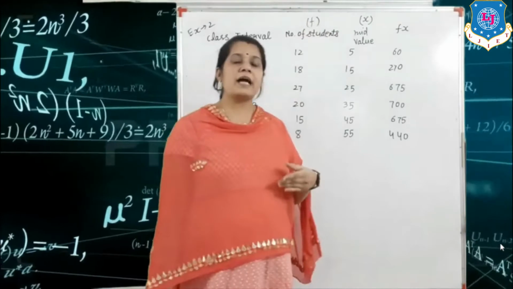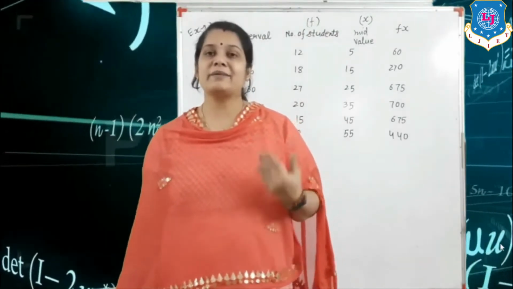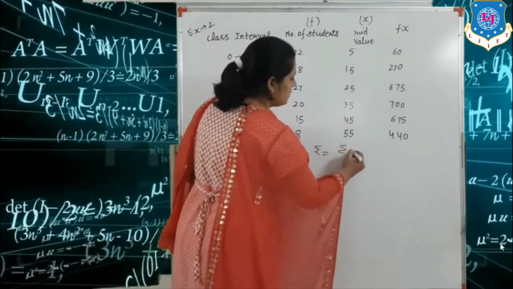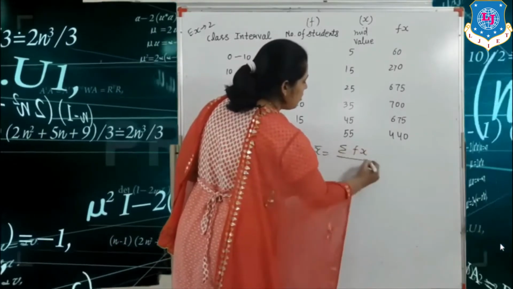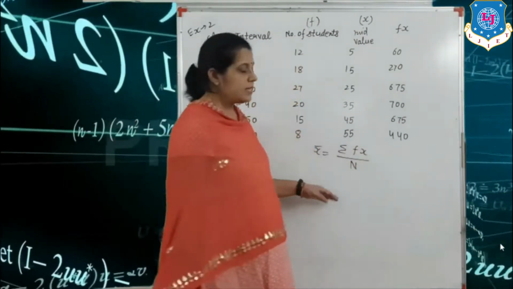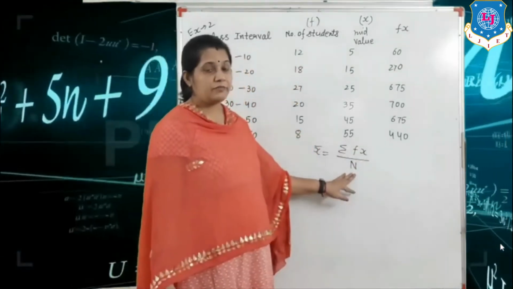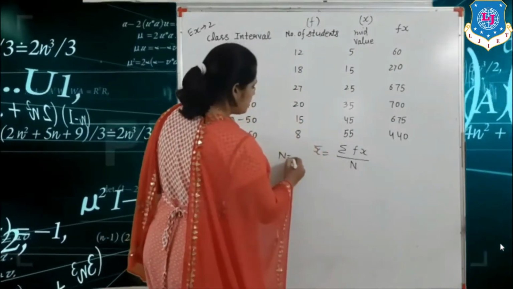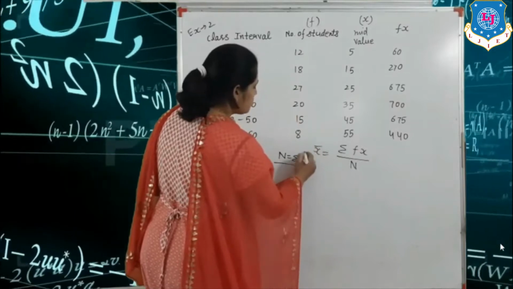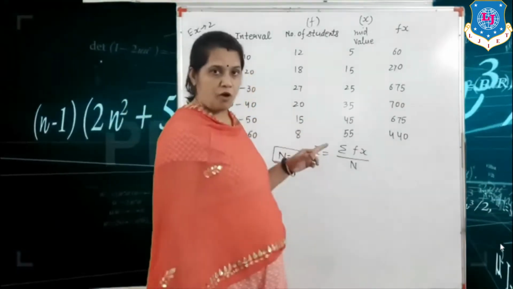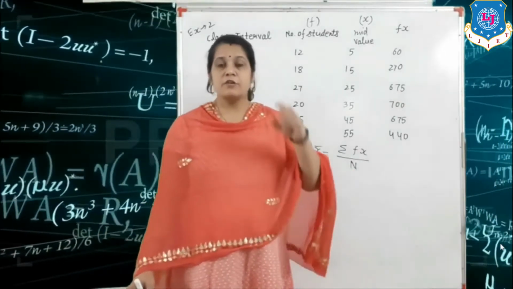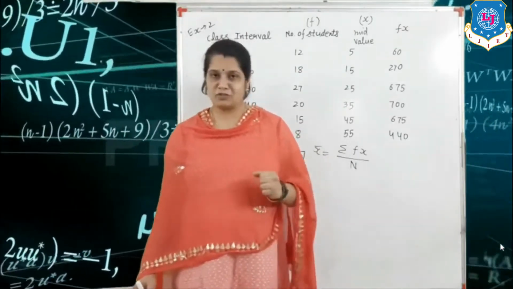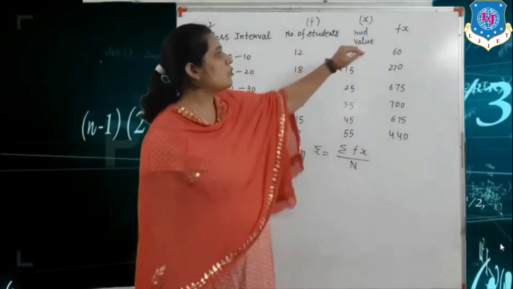After that, we have both columns, the column of x and f. So first you write the formula of the arithmetic mean: x bar is equal to summation fx upon capital N. Here, carefully, we write the capital N. Capital N means summation f. If a question is given only in the x form, then in the denominator we write the small n. Small n means the number of terms. Got it?